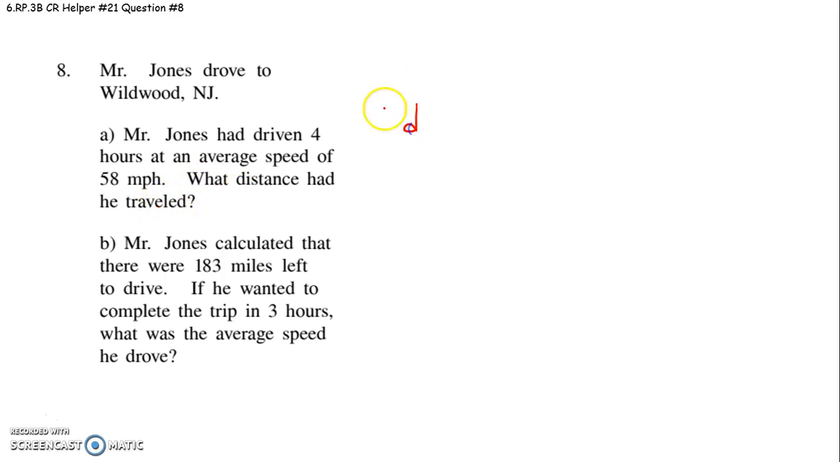All right, we can use distance, so this will be for letter A. Distance equals rate times time. 4 hours is your time. 58 miles per hour is your rate. If you multiply your rate and your time, you'll get your distance. Distance equals rate of 58 miles per hour, miles each hour, and we're going to do that for 4 hours.